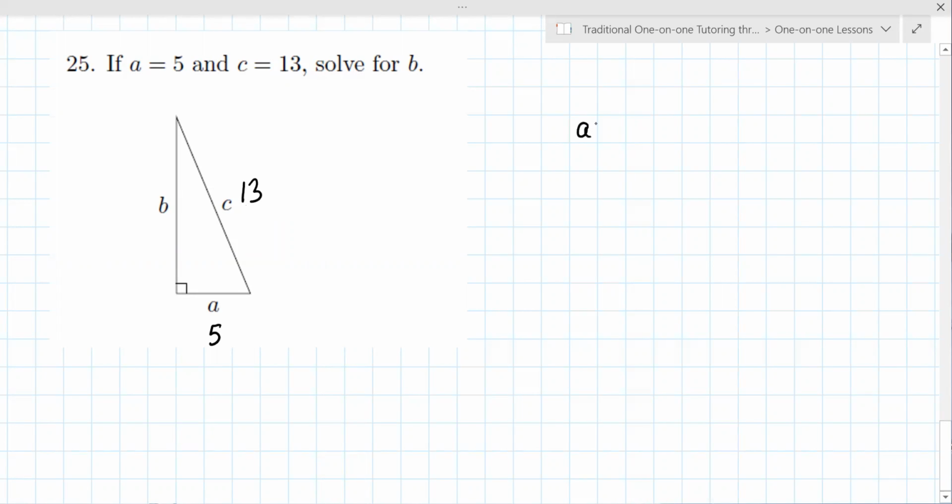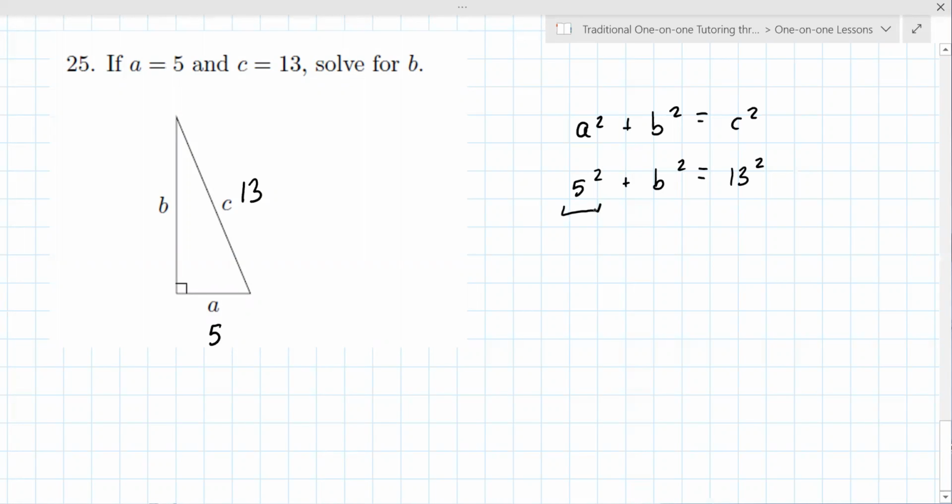Let me write the equation again. A squared plus B squared equals C squared. I'm giving you A, but I'm not giving you B. I am giving you C. Do you see how that's slightly different? B squared, we don't have a value for B. So here, what's different is we need to figure out 5 squared.